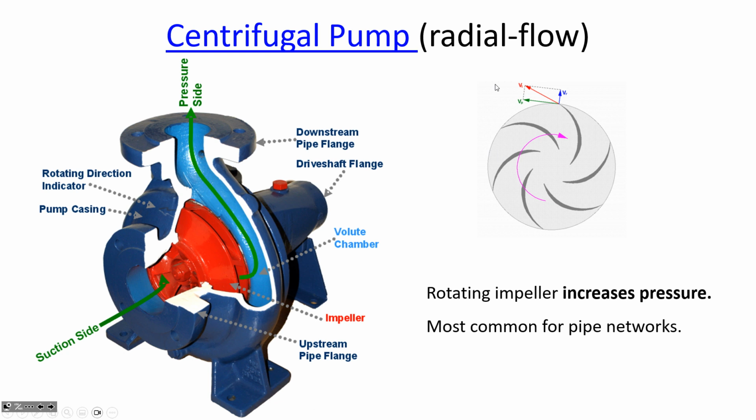Centrifugal pumps, by contrast, are very widespread. And they're widespread because for the high flow rates that we need to have delivered to homes and businesses, they're very efficient. They can deliver a lot of water at a pretty high efficiency. And the way that these work is by increasing the pressure.